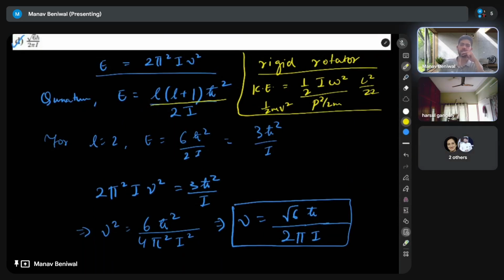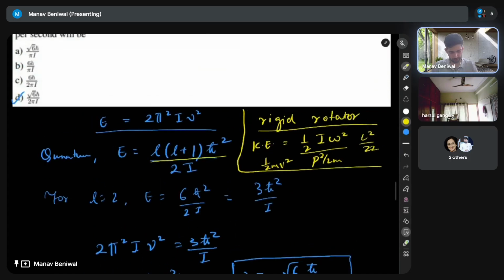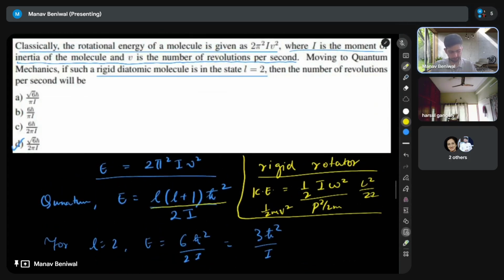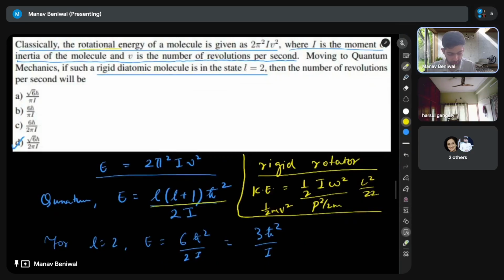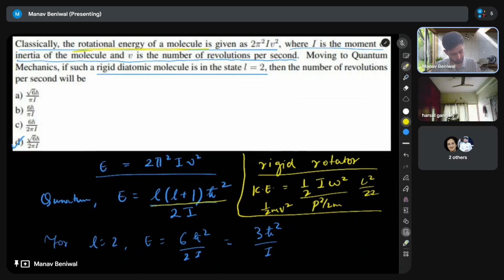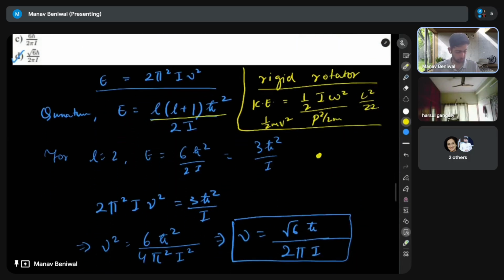So if you look at the problem again, we are considering the rotational energy of a molecule, right? Only the rotational energy. So if we have a diatomic molecule like this, there is just rotational kinetic energy. Therefore, we are just worried about the angular momentum part, and therefore we can consider it like a rigid rotator.